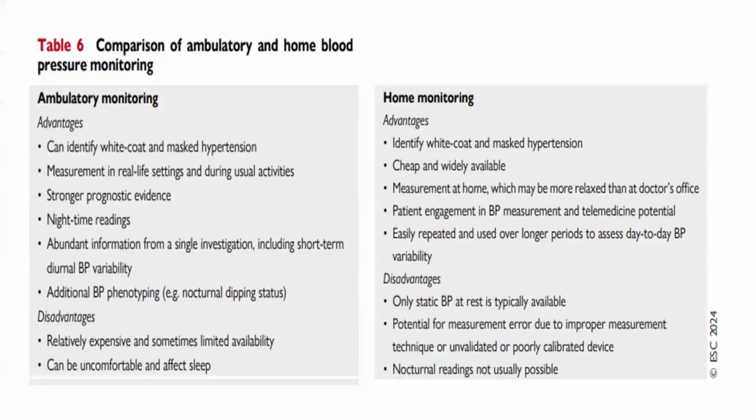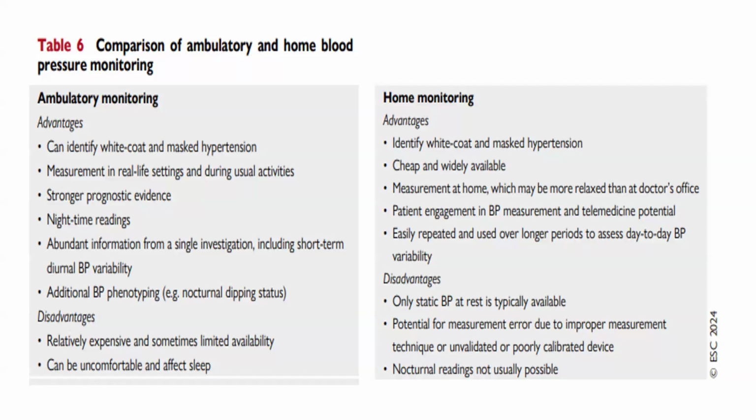So ambulatory monitoring and home monitoring have their own advantages and disadvantages. Their major advantage is that they can both identify white coat and masked hypertension. White coat hypertension is when patients are hypertensive in the office, but have normal blood pressure out of the office. And masked hypertension is when patients have normal blood pressure measurements in the office, but increased blood pressure measurement out of the office. So both non-office blood pressure measurement techniques can identify these conditions.